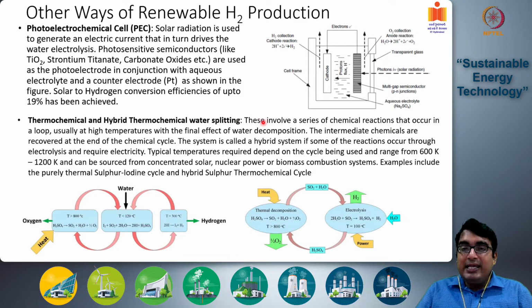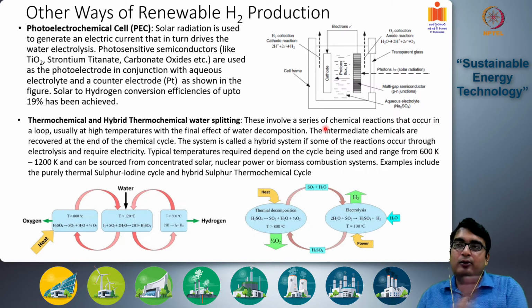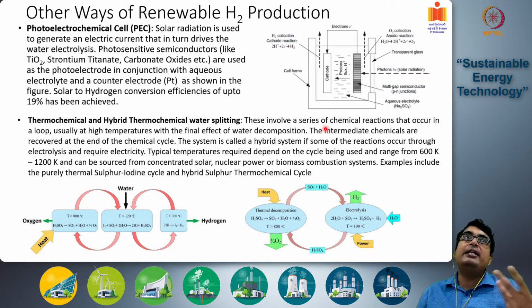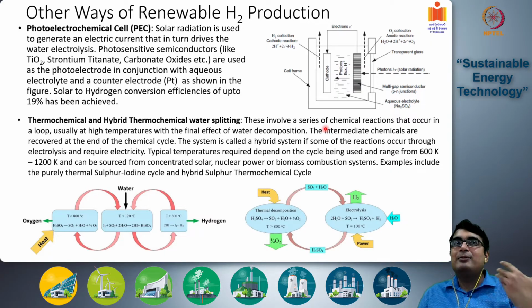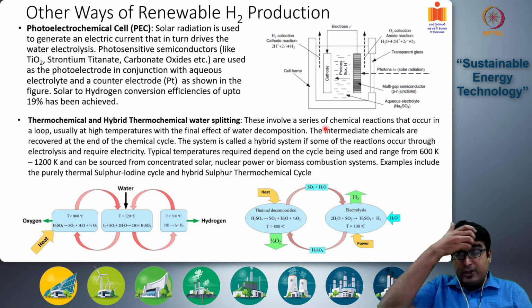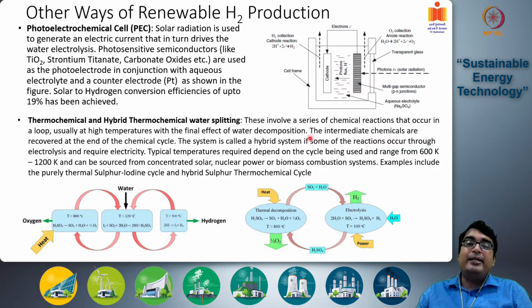So these involve a series of chemical reactions that occur in a loop, usually at high temperatures, with the final effect of water decomposition. A series of reactions occur in a loop using certain intermediate chemicals, and the final impact of this entire chemical loop is splitting of water into hydrogen and oxygen. Usually these chemical reactions are driven by heat, but parts of the loop may also be electrolytic in nature, which is using electrical energy. The intermediate chemicals are recovered at the end of the chemical cycle.